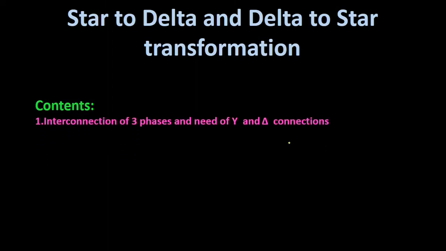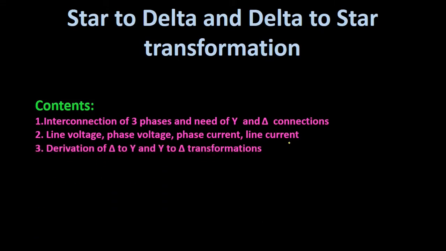Now let us see the contents which we are going to discuss in this lecture. First one is interconnection of three phases and need of Y and delta connection. Second is definitions of line voltage, phase current and line current. Third is derivation of delta to star and star to delta transformation. Fourth is application and fifth is solved problems.